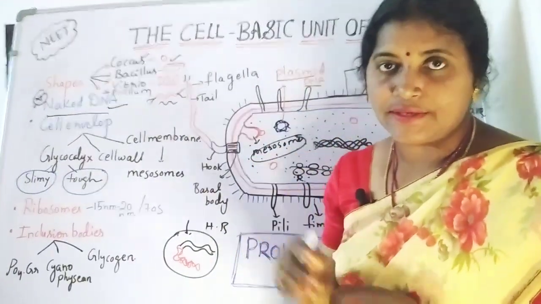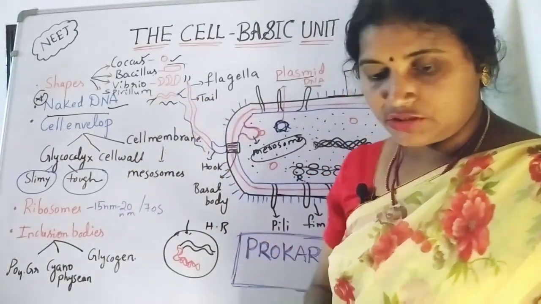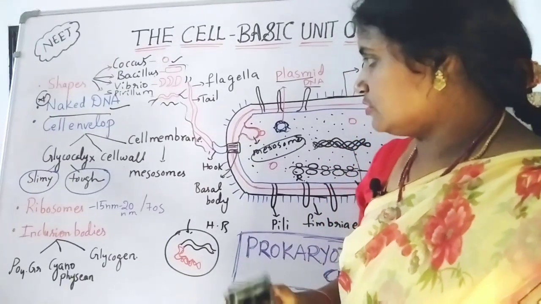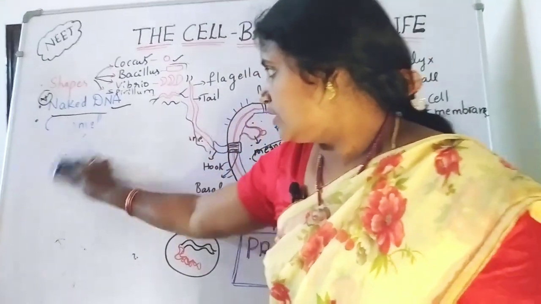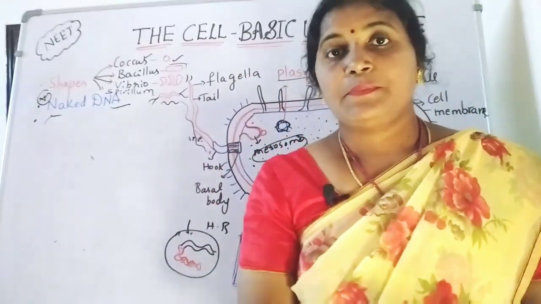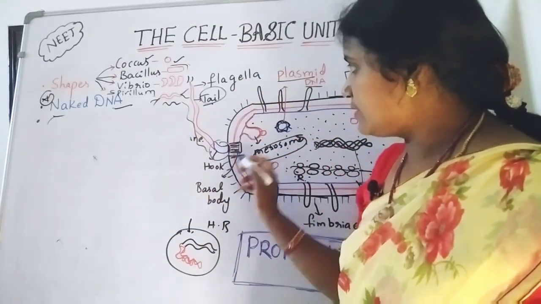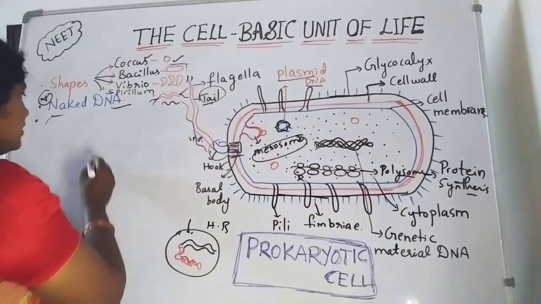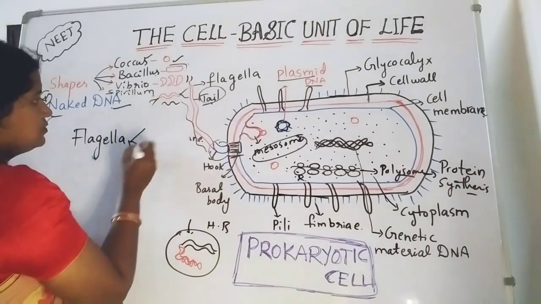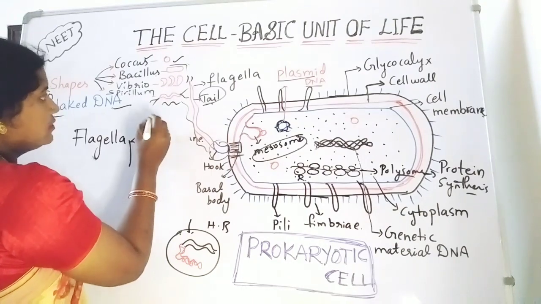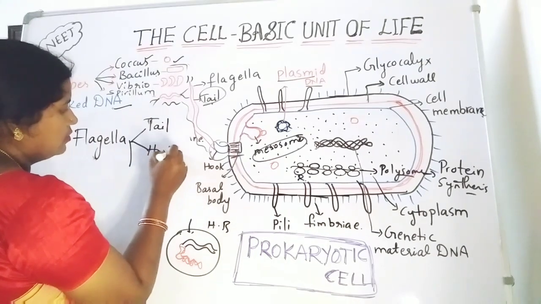Here the prokaryotic bacteria contains flagella-like structures. If you observe this flagella-like structure, it contains mainly three parts. What are the three parts in the flagellum? Mainly the tail portion, the hook portion, and then the basal body. I am writing: flagella contains three parts. One is the tail portion, then the hook portion, and then the basal body.